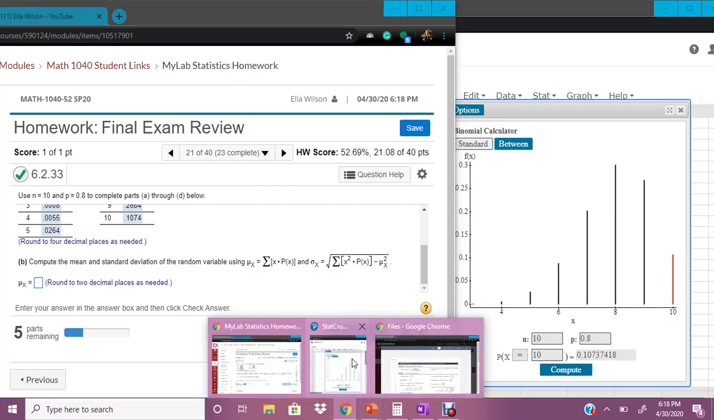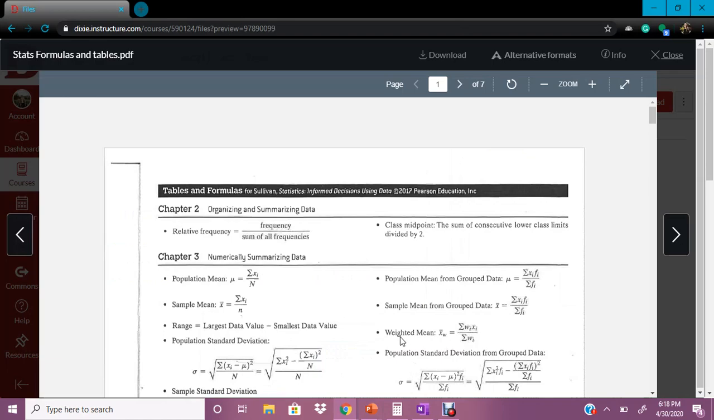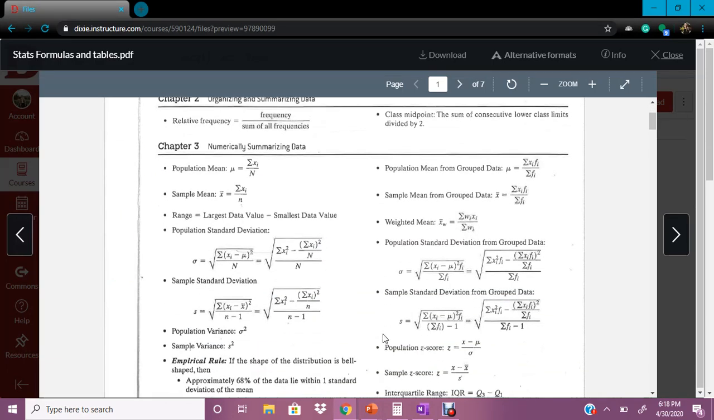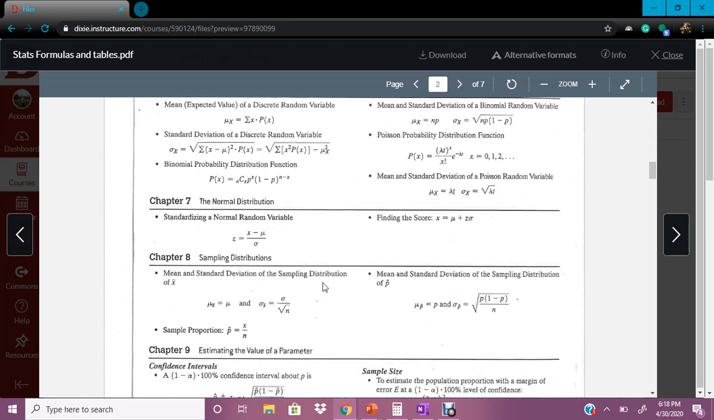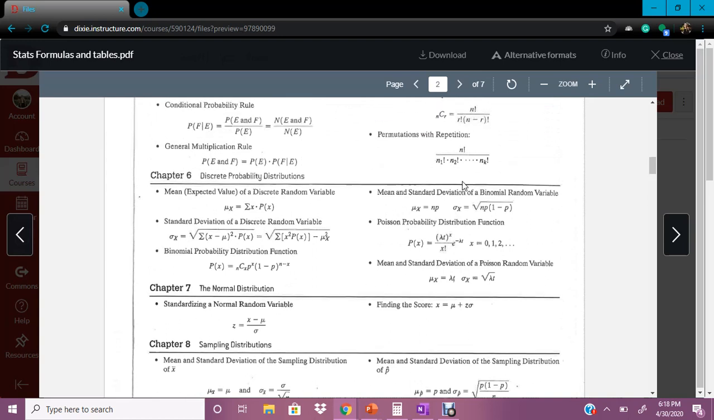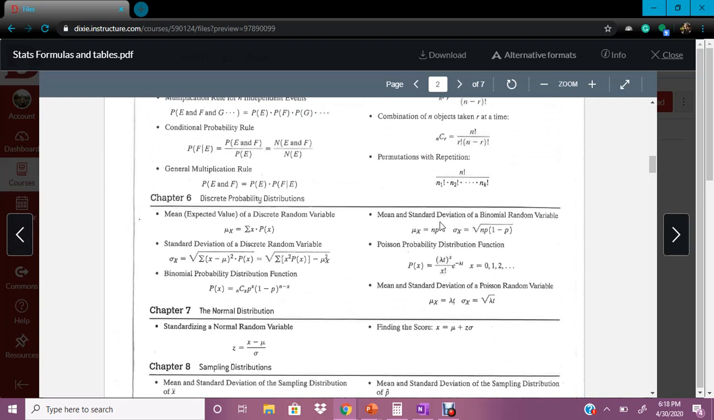So when you go to the formula sheet, remember we're doing a binomial. And so down here, I think it's chapter 8. No, it's not. Here it is. Chapter 6, the mean and standard deviation of a binomial random variable. So that is what we are finding. So use this, please. These are the equations I believe that it gave you. Ignore them. They're long and dumb, and you get the same answers using this.